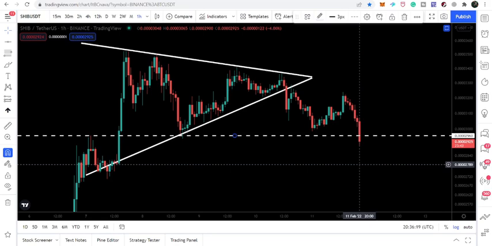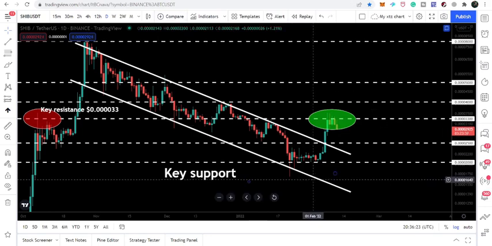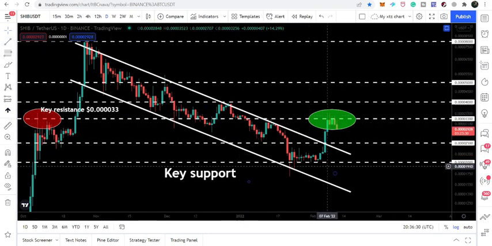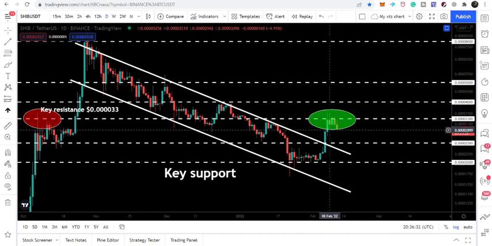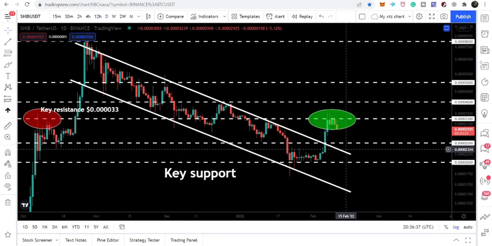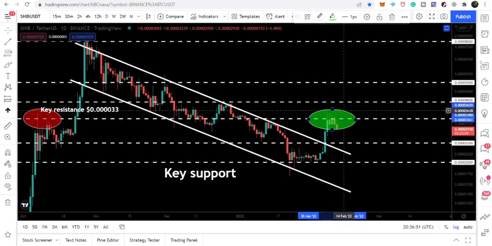Now if we take a look at this daily time frame, then as in my previous video I was telling you that even though the price line has broken out this resistance of a very long-term channel, there will be a very strong and key resistance at $0.000033, and you can see we had several candlesticks accumulated below this resistance, and finally we were rejected, and after this rejection we are moving down.